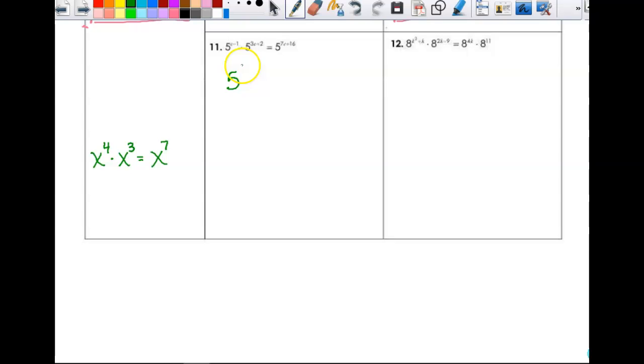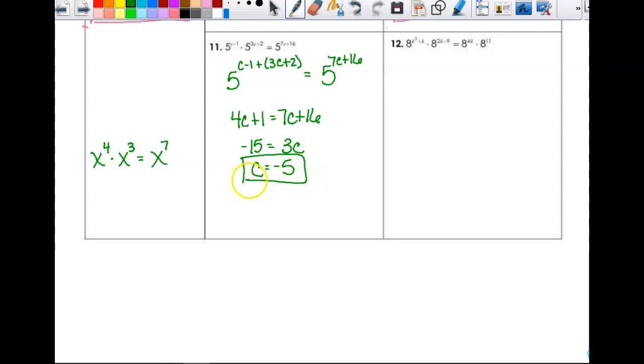So this becomes 5 to the c minus 1 plus 3c plus 2 power equals 5 to the 7c plus 16 power. Now I have just 1 5 on each side. Now I can use my 1-to-1 property to take it out of the exponent. When I take this exponent down, I'm going to go ahead and combine. So that gives me 4c plus 1 equals 7c plus 16. And then the rest is cake, right? This would end up with 3c over here and a negative 15. C is negative 5. Okay. Make sense? What to do with the exponents?